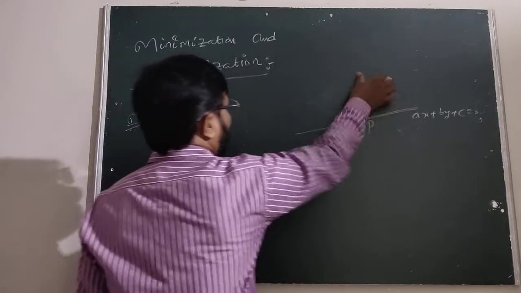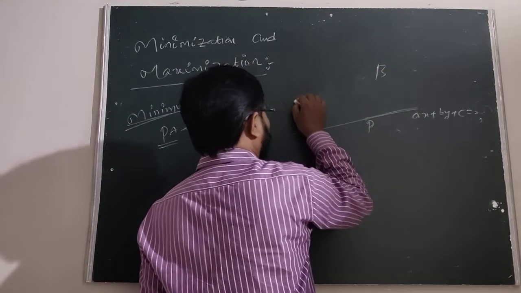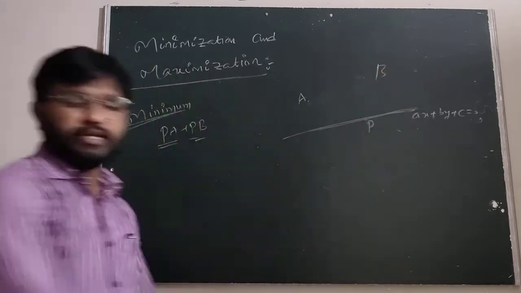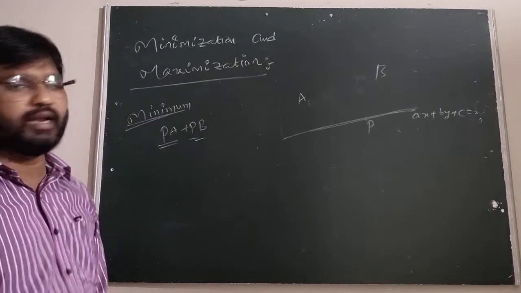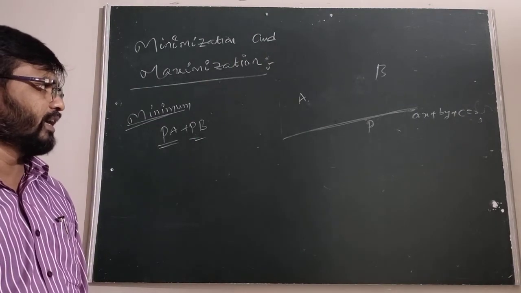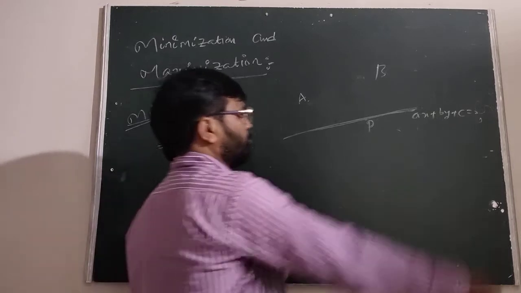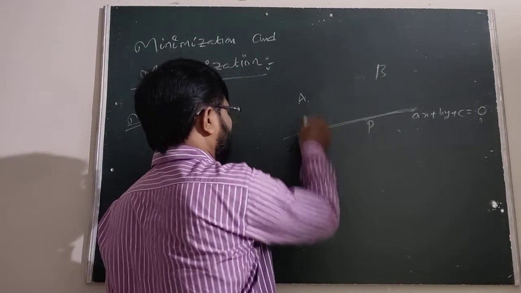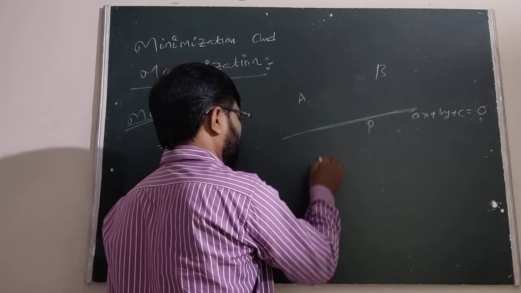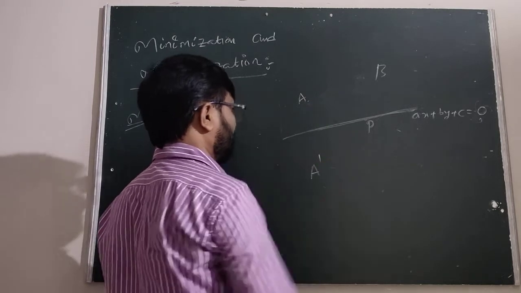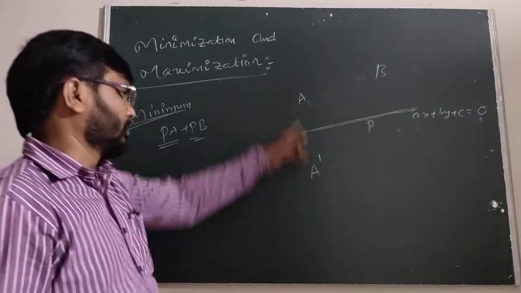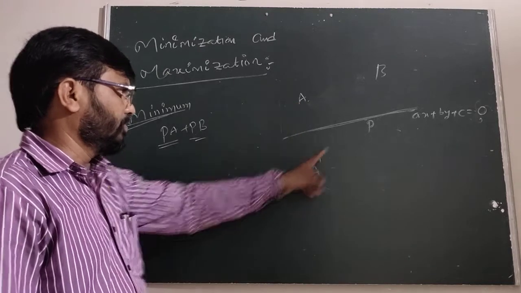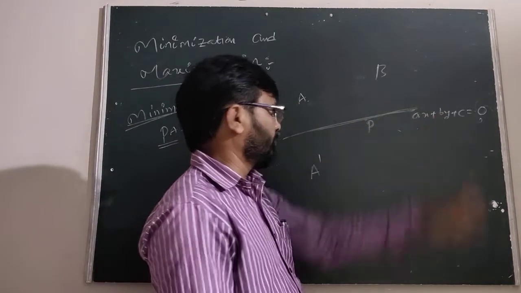First of all, listen here. This is the point A, this is the point B. A and B are the 2 points on the same side of the line ax plus by plus c equal to 0. So the simple logic is here. First of all we have to find the image of A with respect to the line ax plus by plus c equal to 0.